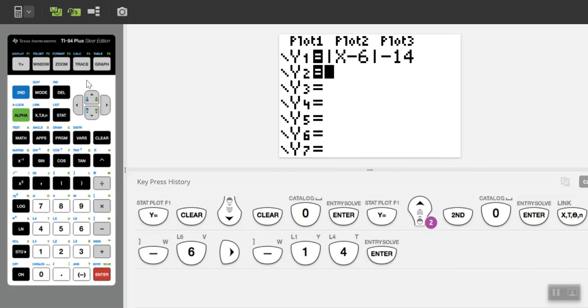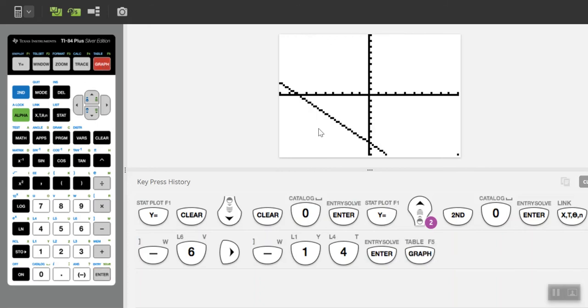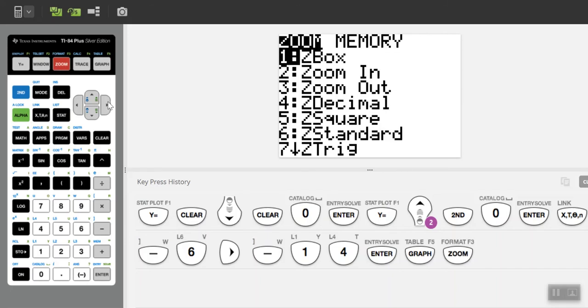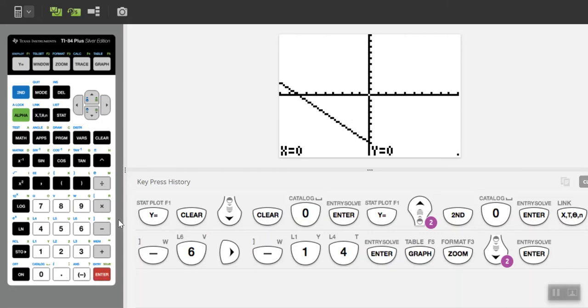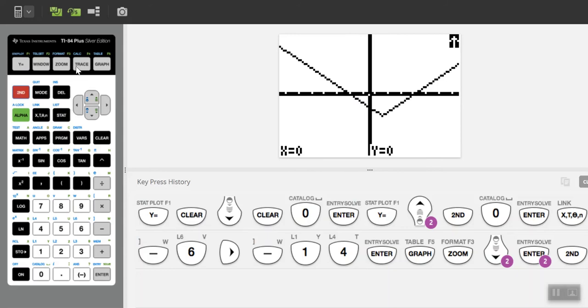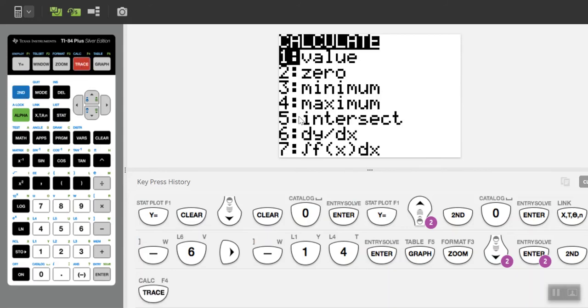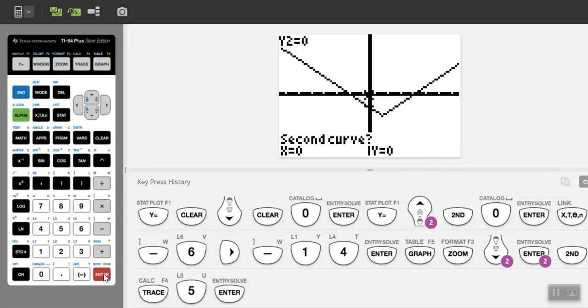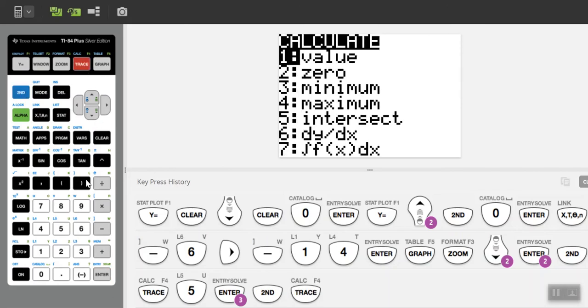Okay, and so now we go ahead and look at the graph. You notice we can't see the whole graph, so we want to zoom out. Just hit enter twice, and now we can see here's our two answers right here where they intersect. So to find when I want to calculate something, second trace, which is your calc button, and I want to find where they intersect, number 5. Enter, enter, guess. There's my -8 for one answer. And then I do second calc, number 5 again.